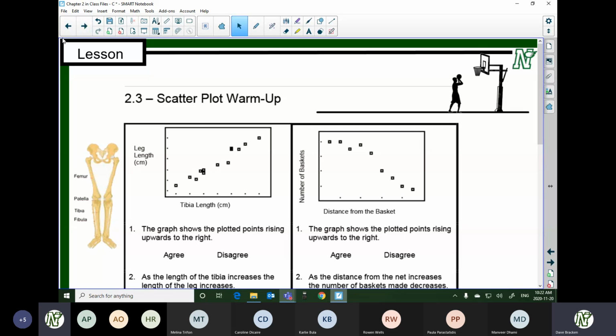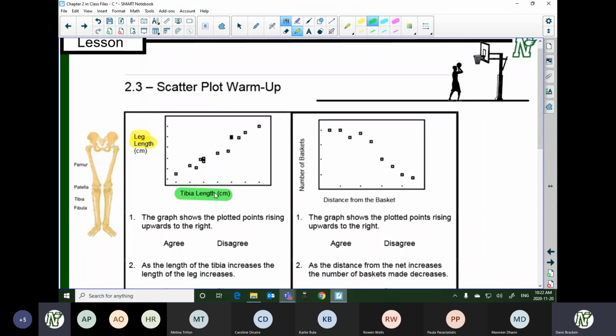So the very first scatter plot, which is a picture of some data. The very first scatter plot has these two variables. It's your leg length on the side and your tibia length on the bottom. And there's a relationship between these two.